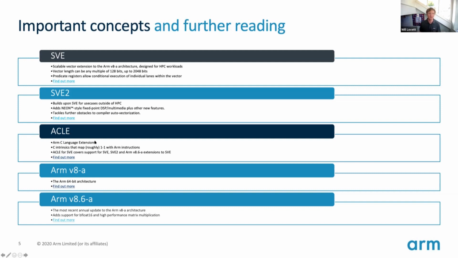It is a set of C intrinsics that allow people to write something very similar to SVE assembly but it's more easily maintained. So it's a set of intrinsic function calls that get mapped by the compiler to individual SVE instructions. Okay, and then there's a couple of more links here to the ARM v8 architecture, which is what all of this builds upon, and the most recent revision of the ARM v8 architecture, which is v8.6.